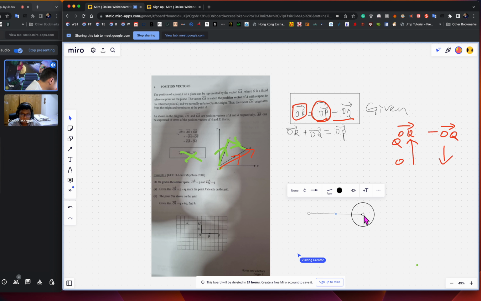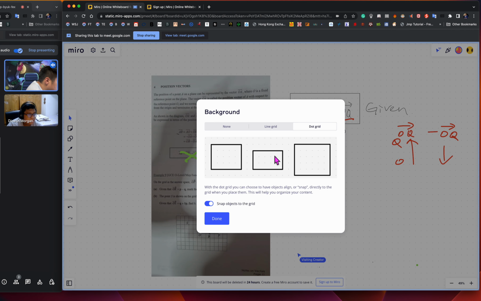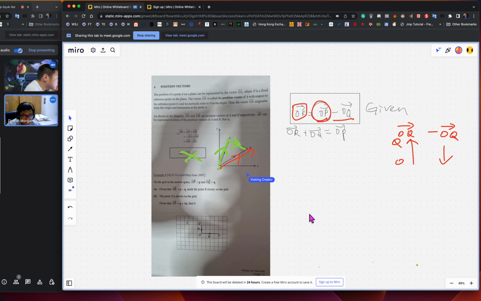So you still cannot see any grid? The background. Can you go to the settings, then background grid? Yes. Dot grid or line grid? I choose the dot grid. Why I choose the dot grid, because we are talking about scales. So I just show you some dots.